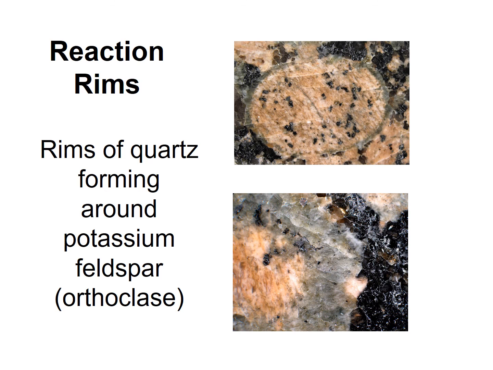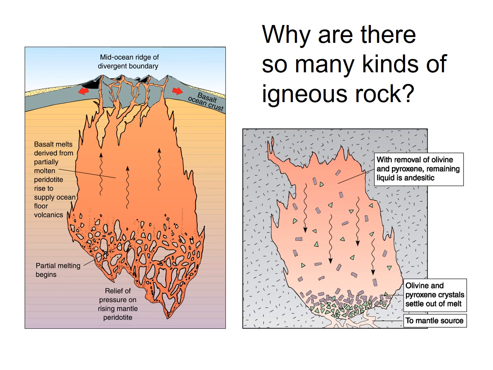Sometimes you can see the rims of quartz forming around potassium feldspar. You can see potassium feldspar in the center, and surrounding it you can see quartz formation. Why is this happening? Feldspar forms before quartz. What ends up happening is that, surrounding the feldspar grain, the fluid is going to react and form new minerals. So this is why you're going to see quartz around feldspar grains. Why are there so many kinds of igneous rocks? Well, as we explained before, based on magma composition and cooling environments, we will have different igneous rocks.